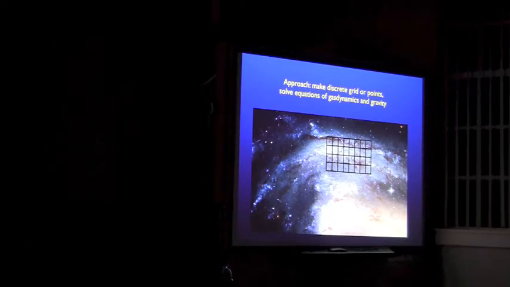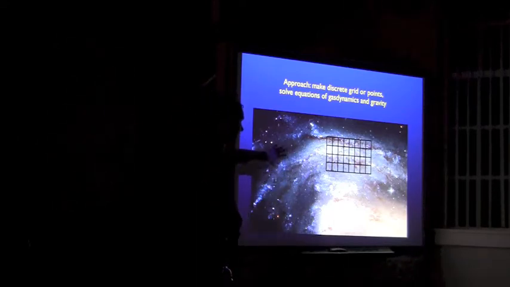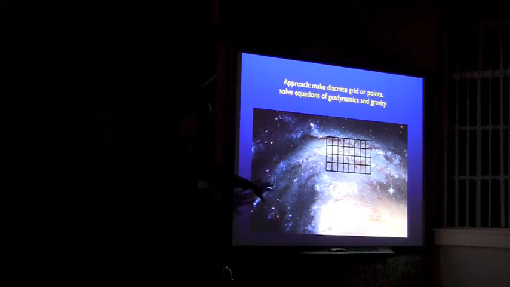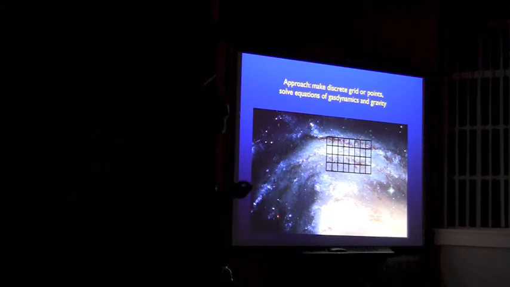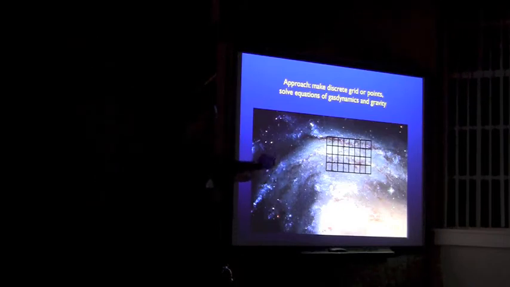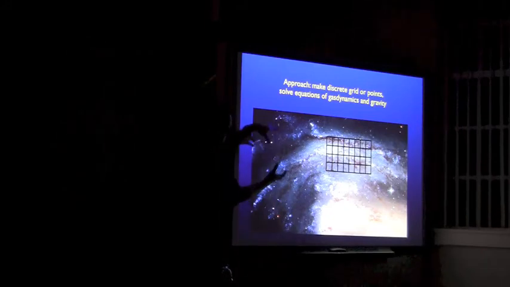So how good is good enough for solving the equations of gas dynamics and gravity in a galaxy? How much precision do you want? Do you want things at the scale of the solar system? Do you want to form planets in your galaxy simulation, or do you want to just form clumps, spiral arms?